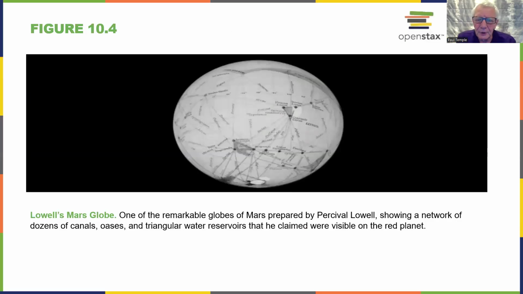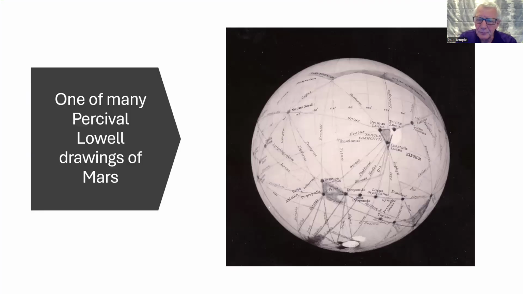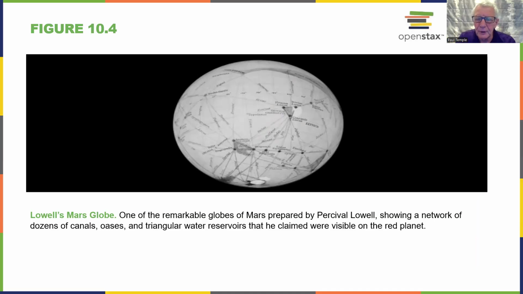And this is a globe, and I actually have a reproduction of this at home. It's a very small globe, like a 12-inch globe. This is showing a network of dozens of canals, oases, and triangular water reservoirs that he claimed were visible on the red planet. And if you go back, you can see that this is probably the same thing. This was a drawing, and this was a globe, and they look pretty much the same.